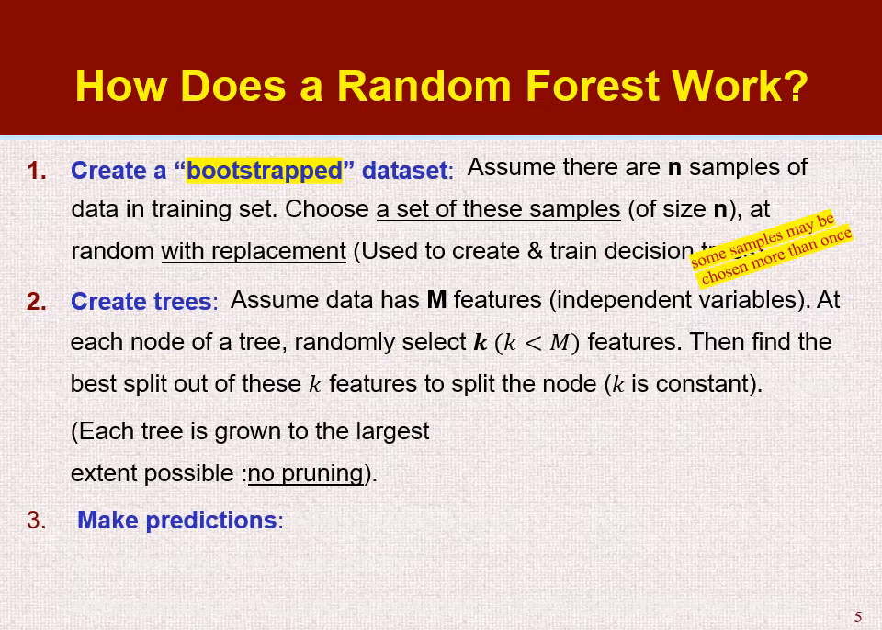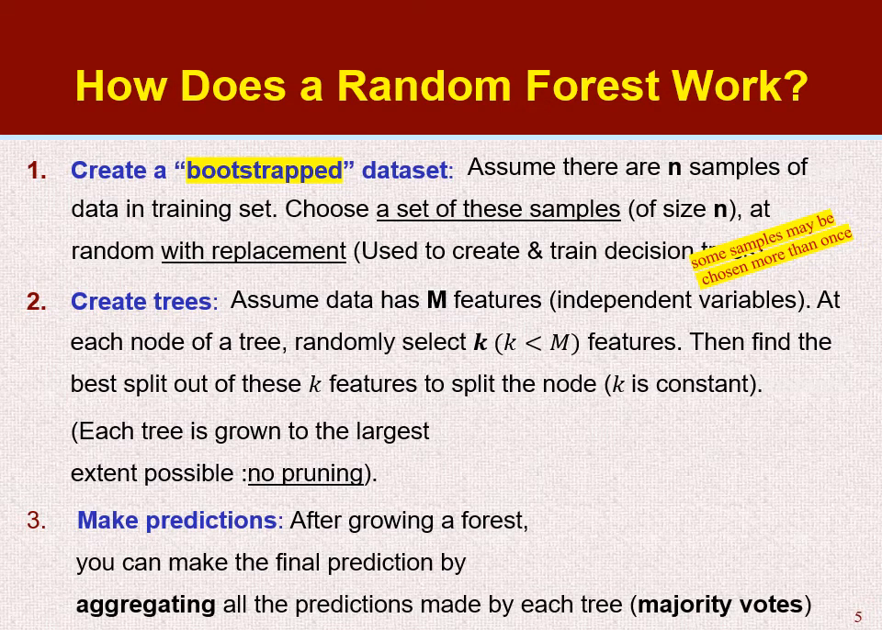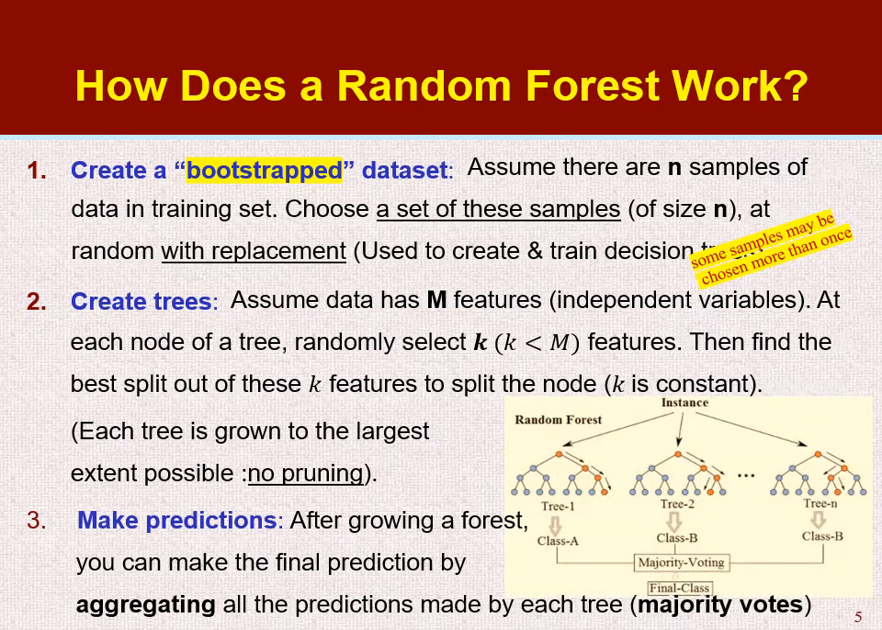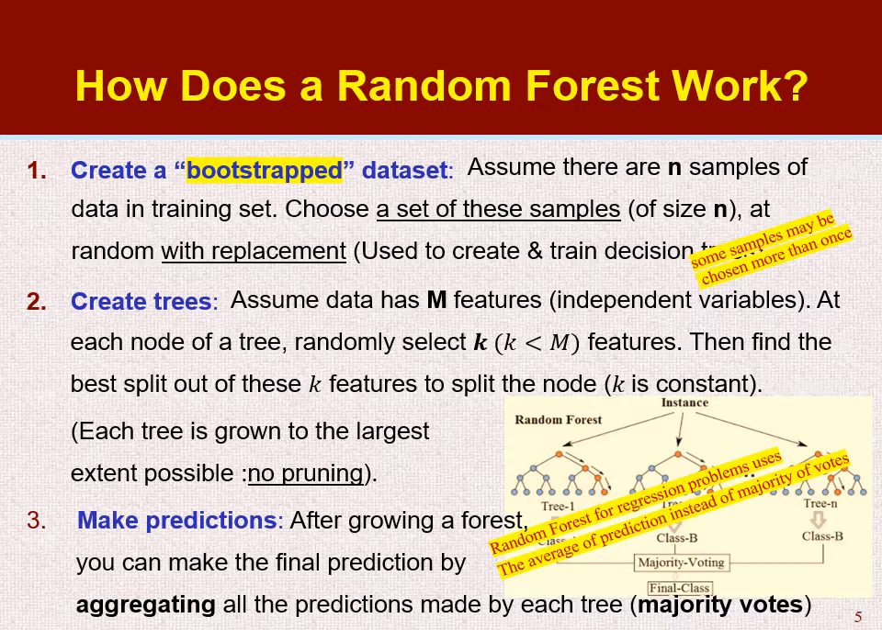The next step is to use all your trees, hence a forest, to make predictions. After growing a forest, you can make the final prediction by aggregating all the predictions made by each tree individually. Hence, majority of votes based on your trees. If you are dealing with a regression problem, rather than a classification problem, then you need to use the average of predictions based on your trees, not the majority of votes.